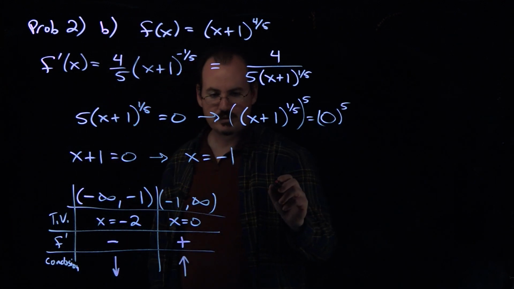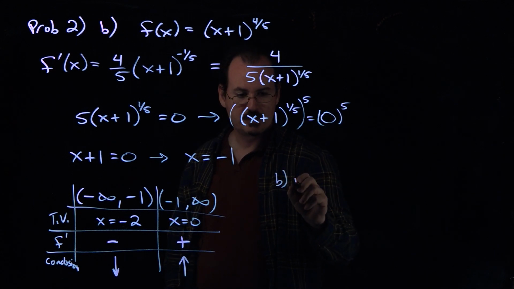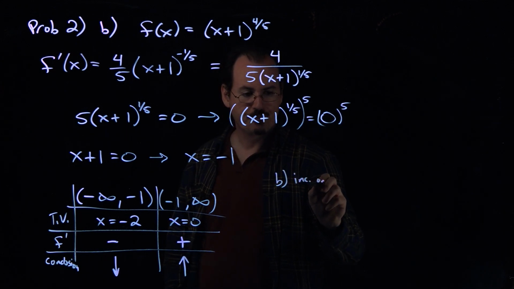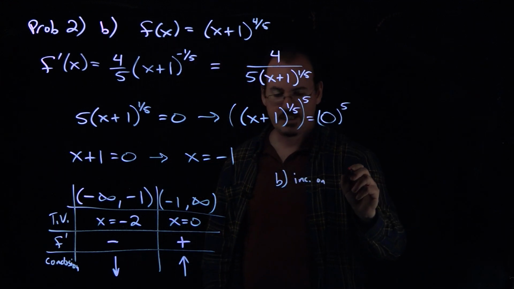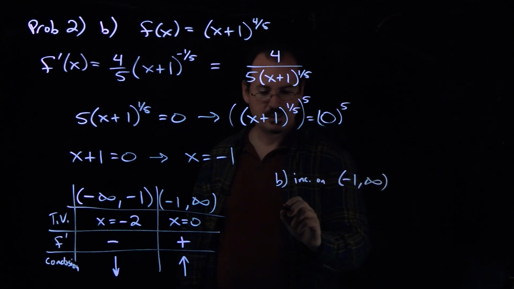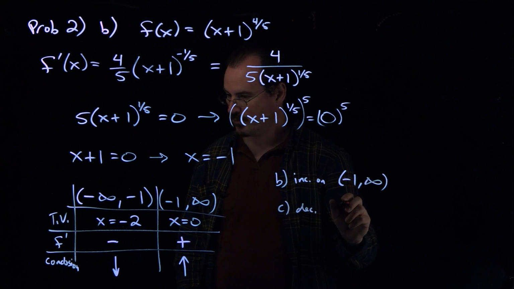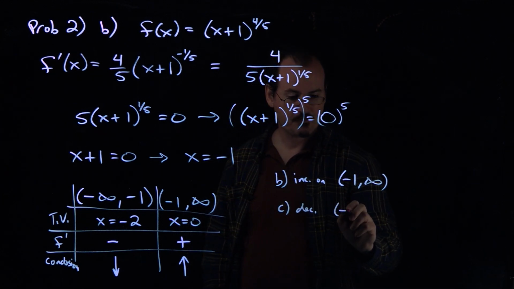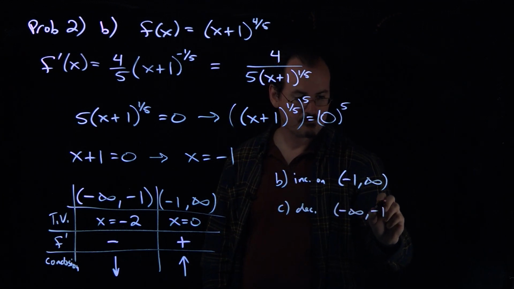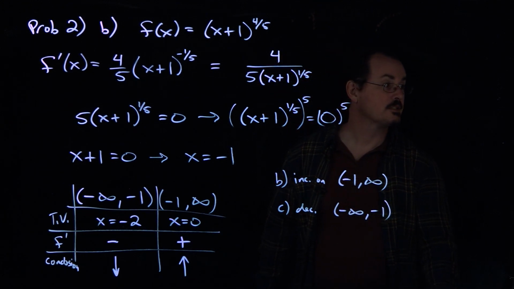And so our intervals for part B on this problem, where is the function increasing? It's increasing on the interval from negative 1 to infinity, and it's decreasing for part C on the interval from negative infinity to negative 1. Okay, we'll do part C on the next video.